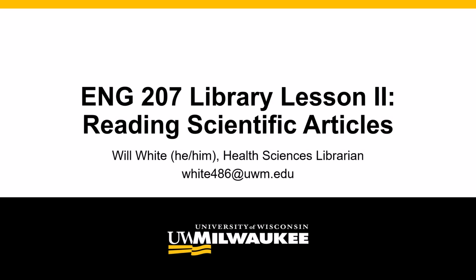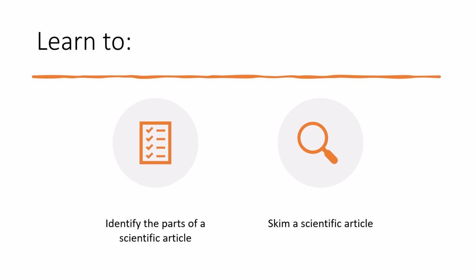Welcome to English 207's Library Lesson 2, Reading Scientific Articles. This builds upon our first library lesson on strategies for identifying and finding scientific articles. This lesson will walk you through identifying the parts of a scientific article and strategies for skimming a scientific article.